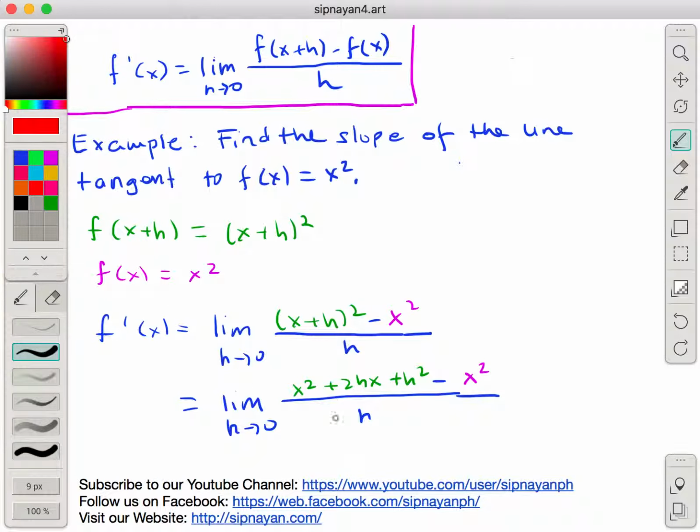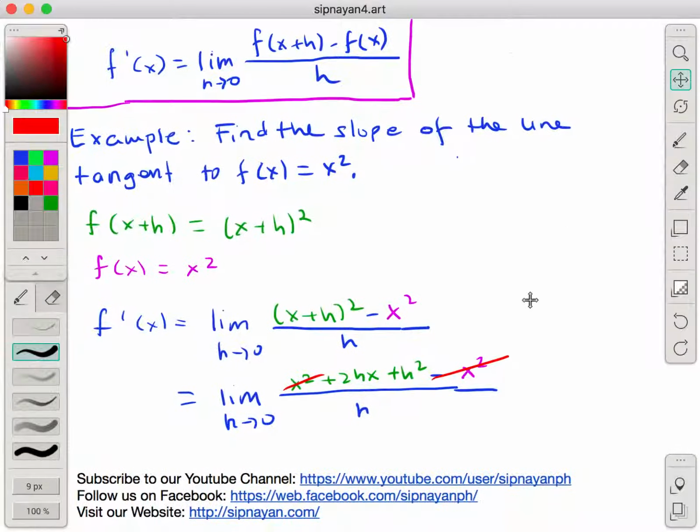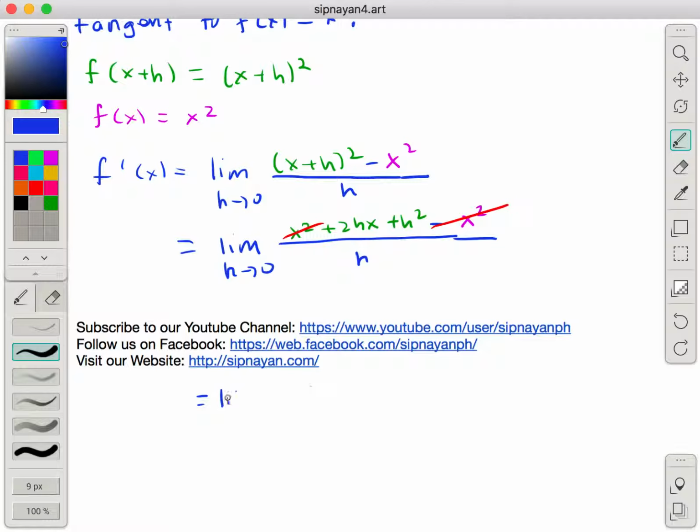Meron, no? Yung x squared dito, tsaka yung minus x squared, 0 na yan. So, we are left with 2hx plus h squared, no? Over h, which is equal to the limit as h approaches 0 of ang 2hx tsaka yung h, meron siyang common na h, di ba? So, pwede natin i-factor out yan.